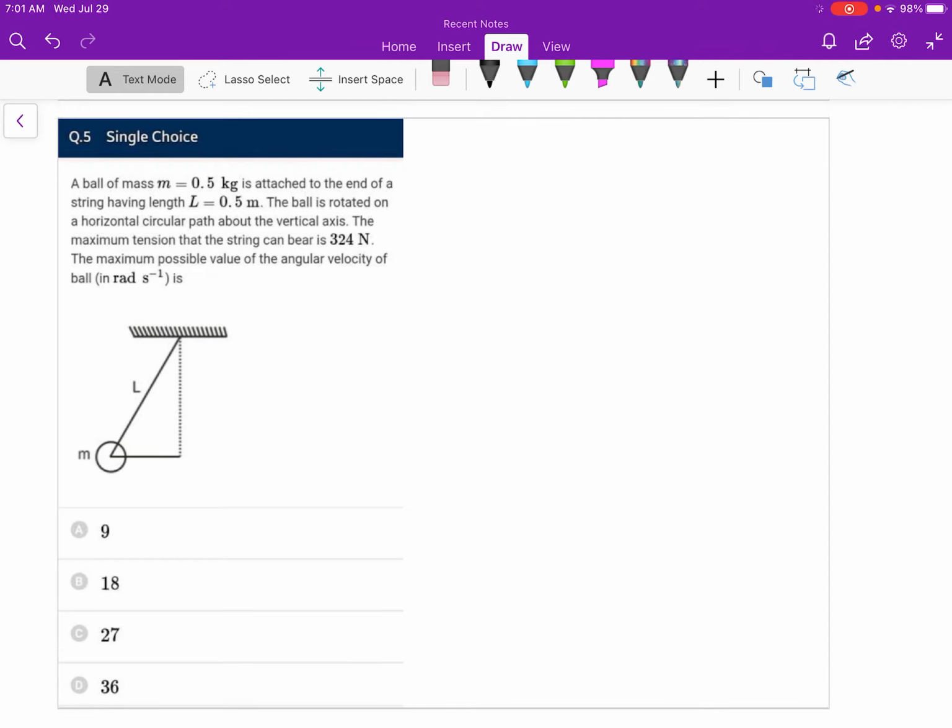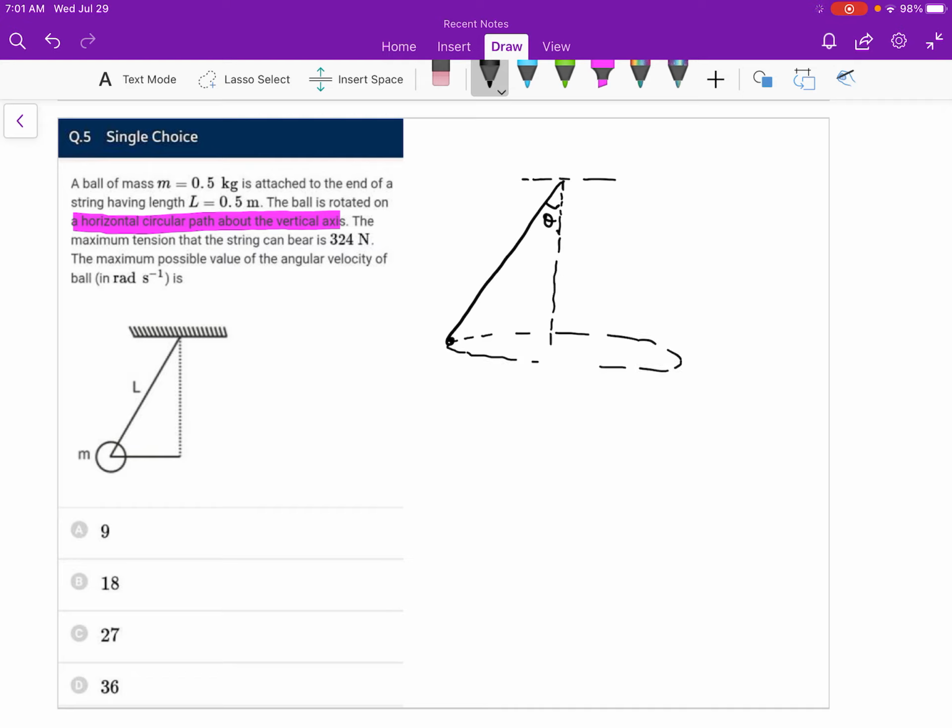The ball is rotated on a horizontal circular path. It is rotated on a horizontal circular path about the vertical axis. That means it is a conical pendulum. So let's say the ball rotates in a horizontal circle, making an angle theta from the vertical. So this is the horizontal circle. Okay. So let the radius be R. Tension is along the length of the string. Mg is downward. Net force is directed towards the center of the circle. So this angle is theta, this angle is theta.